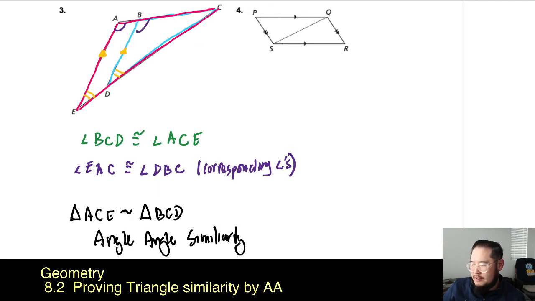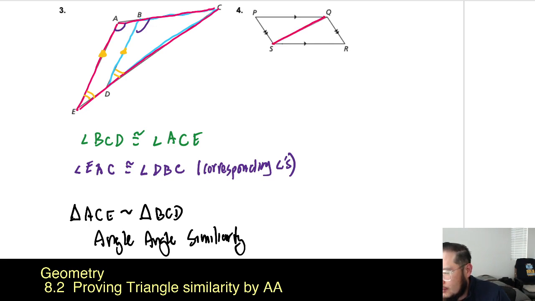Okay, let's take a look lastly, or at least on this page, at number 4. And let's see if we could put things together right here. Once again, I see a parallelogram, so opposite sides are parallel. And one of the key things that I could notice right here is that we've got this transversal.